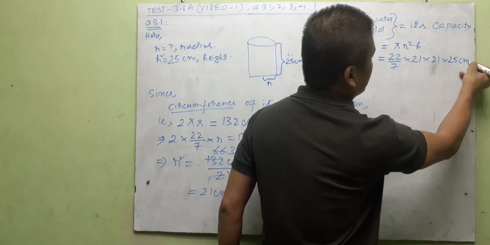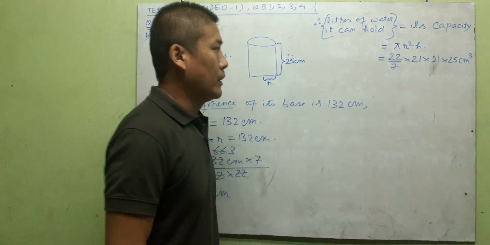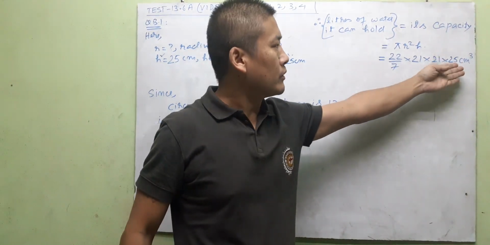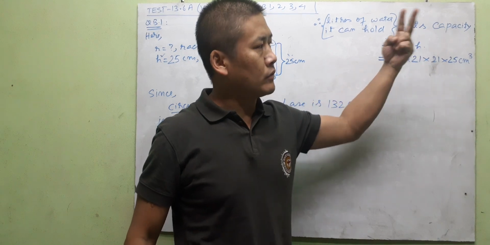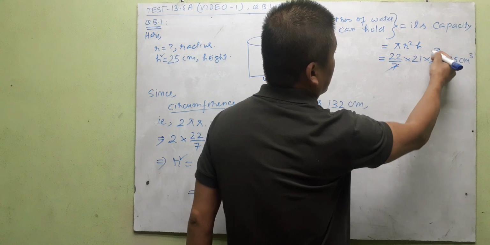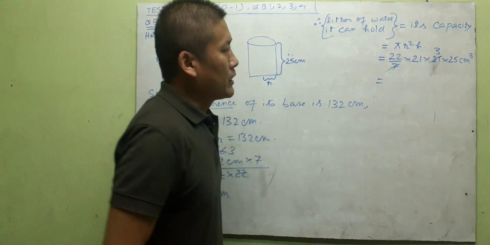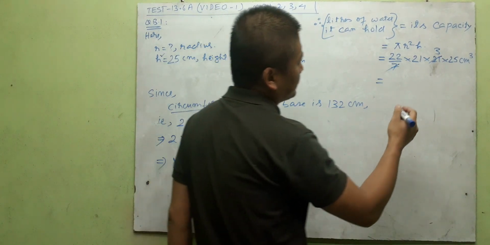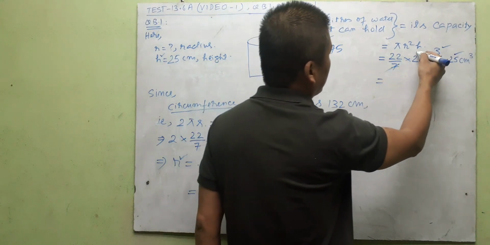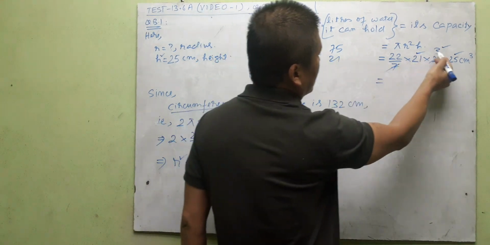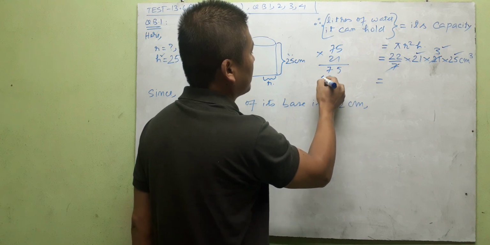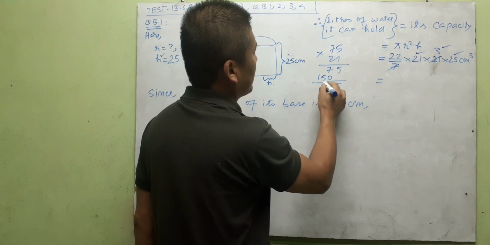And volume is 3-dimensional, so we put here centimeter cube. Liters of water or capacity or volume is 3-dimensional, so we always put centimeter cube. If it is area, which is 2-dimensional, we put centimeter square, right? Now 7 1s are 7 and 7 3s are 21. Now here you can do this: 3 into 25 is 75. And then we can multiply this by 21.